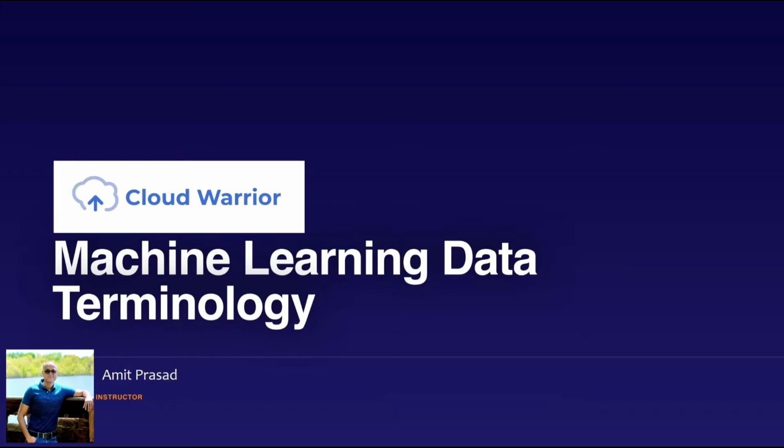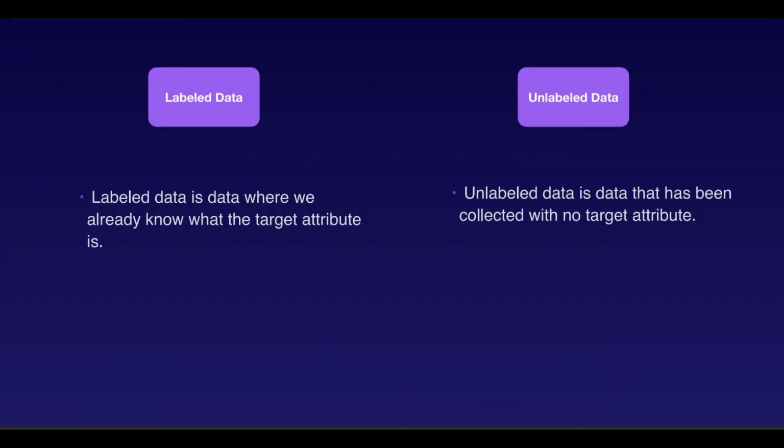We'll talk about some machine learning data terminology that is not too difficult to understand, but throughout the course, there is a lot of terminology. To start off, we have talked about different types of structured and unstructured data. But in terms of data that we use within our machine learning models, it can usually be defined as labeled data or unlabeled data. Now, labeled data is data where we already know what the target attribute is, or data that has the correctly predicted value assigned to it. And as you can imagine, unlabeled data is data that is collected with no target attribute.